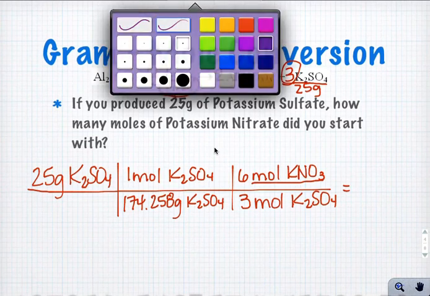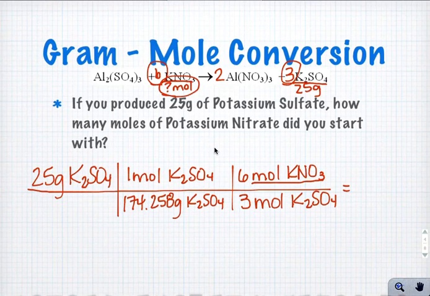So let's pick another color to cross some things out with here. Our grams of K2SO4 are gone. Our moles of K2SO4 are gone. We can simplify the 6 and the 3, so this becomes a 2 and that becomes a 1. Then take the numbers that are left over, plug them into your calculator, and in correct sig figs, you're going to get 0.29 moles of potassium nitrate.